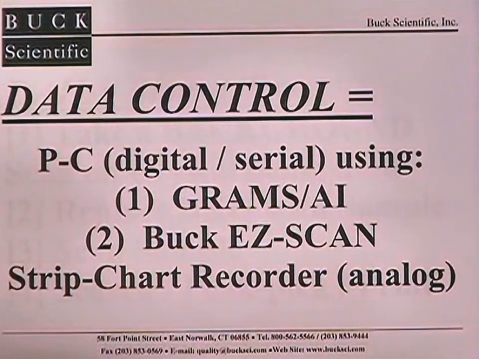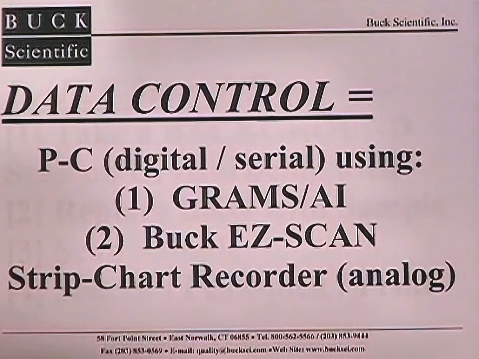The M500 offers several data output features for both data control and instrument operation. From a digital system using a PC, you have the Grams AI software from Thermo Galactic, which is a very sophisticated and very complete spectroscopy program. And for basic operations or academic applications, the Buck Easy Scan will allow you to bring a spectrum on screen, do simple overlays, zoom in, and also do limited peak picking.